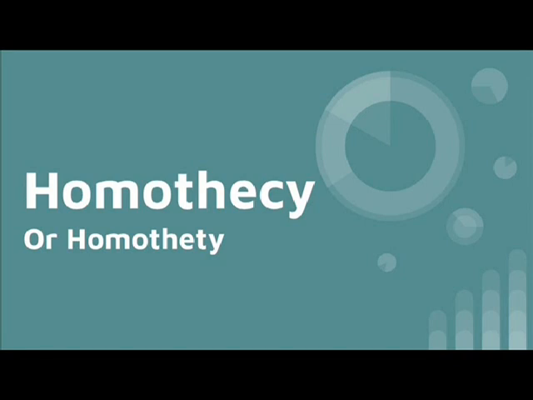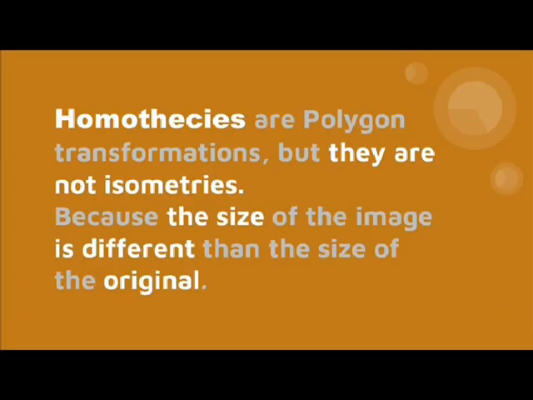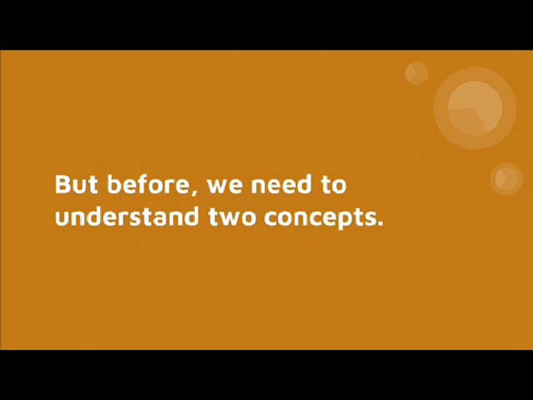So now we're going to learn about homothecy. Homothecies are polygon transformations, but they are not isometries, because the size of the image is different than the size of the original. But before, we need to understand two concepts.